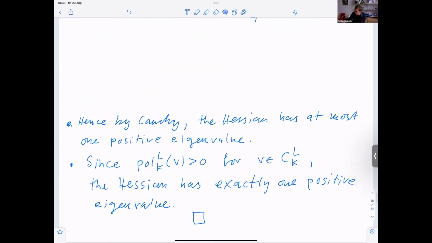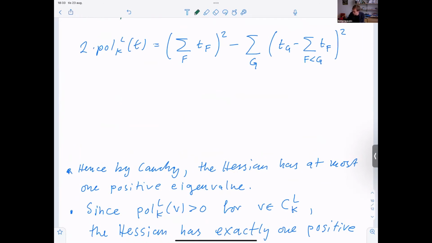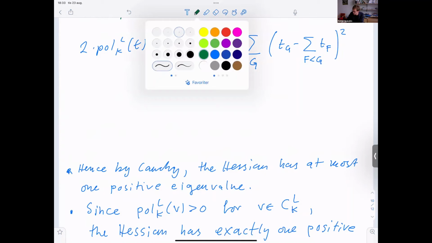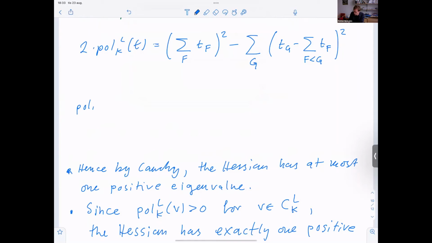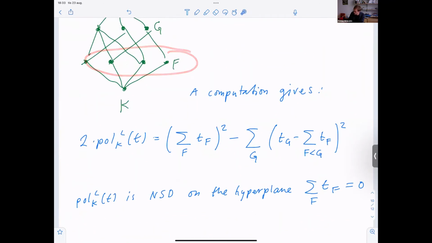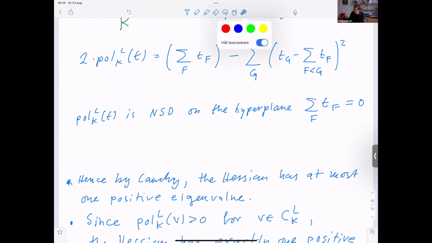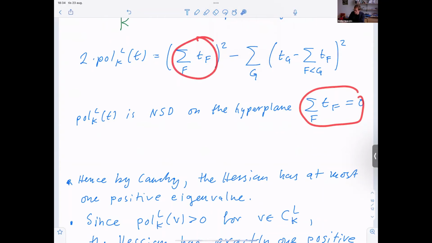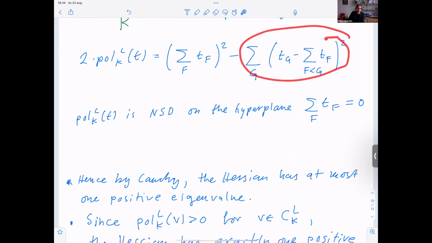Let me move this down. If we look at this, we see that this polynomial KL of T is negative semi-definite on the hyperplane where we sum over all these F's in the first layer here. And this is simply because, in this hyperplane, this is 0, so the polynomial evaluates to something non-positive.